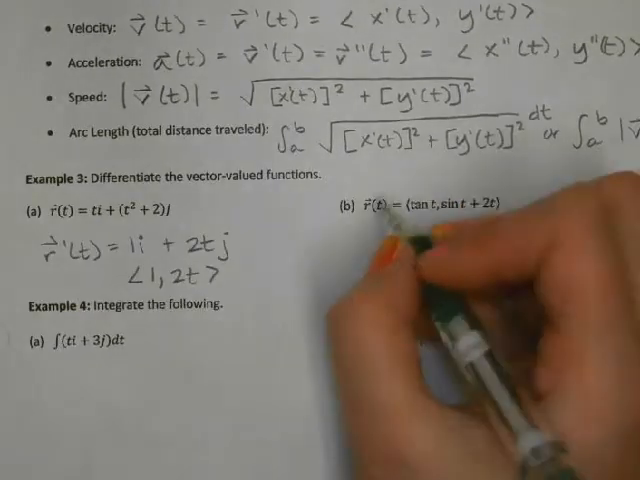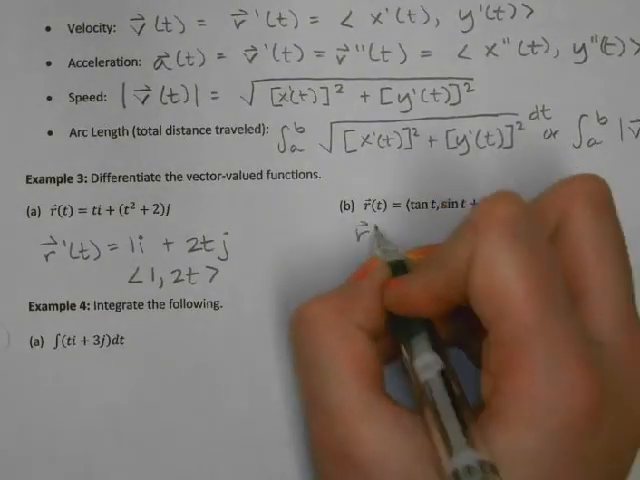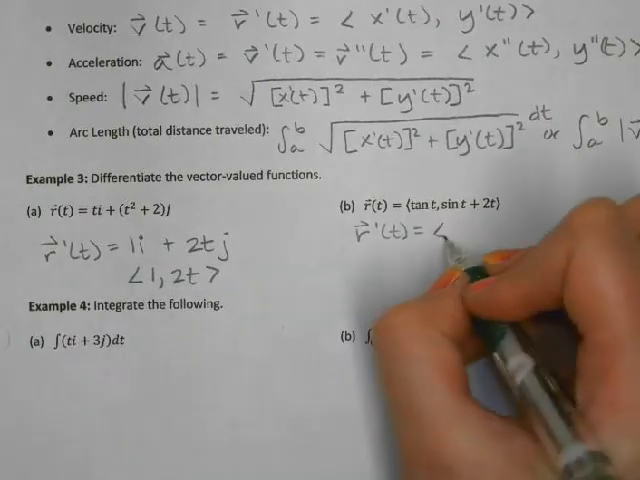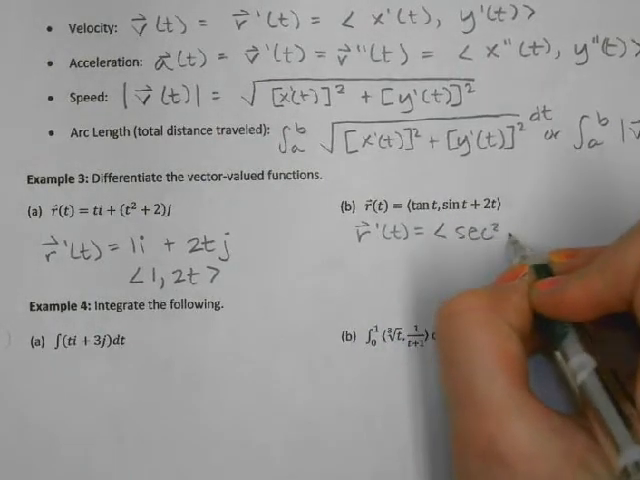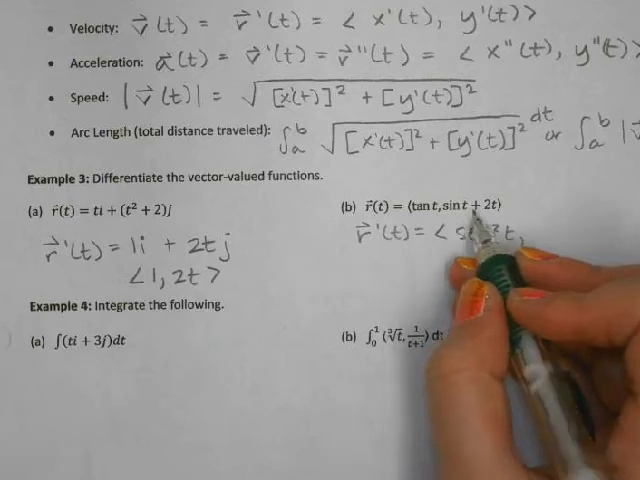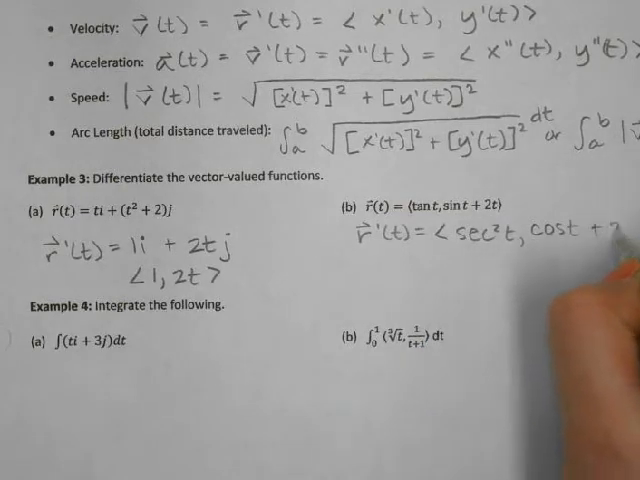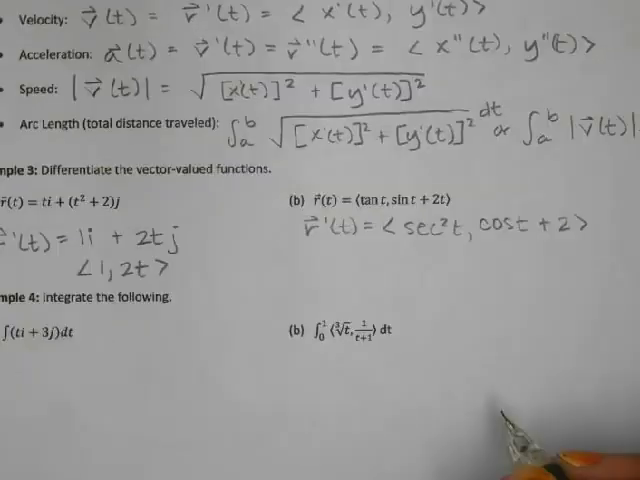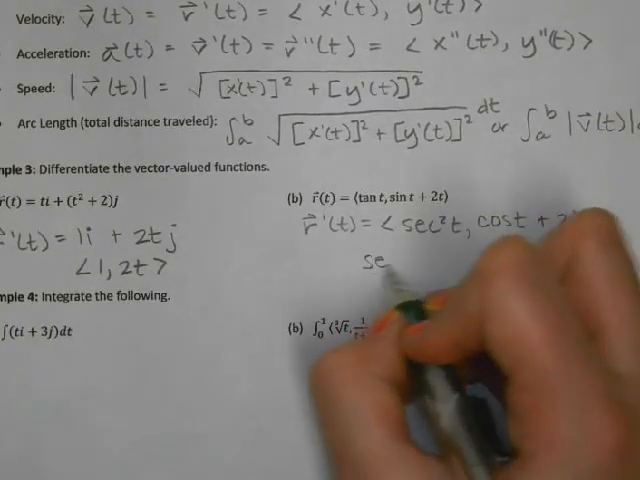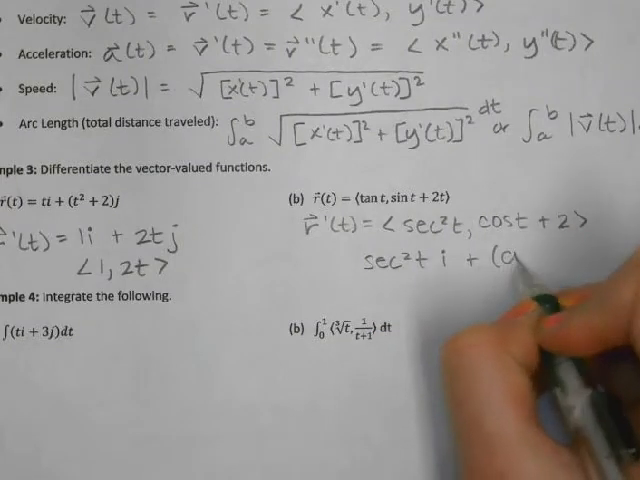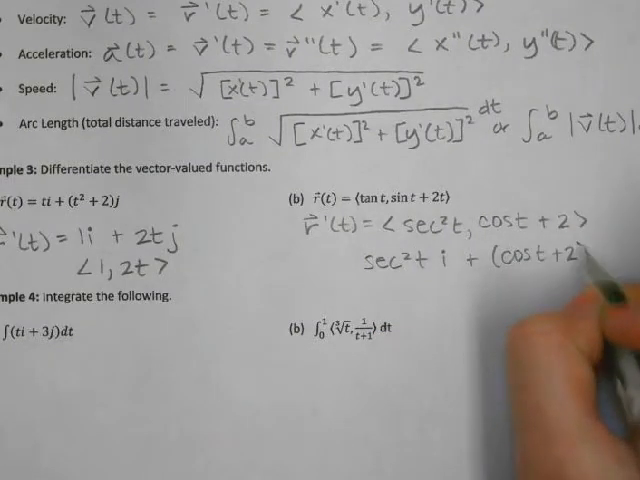All right, for the next one, we're going to say r prime of t. The derivative of tan is secant squared. The derivative of sine t plus 2t would be cos t plus 2. And you could write it that way, or you could say secant squared t i plus cos t plus 2 j.